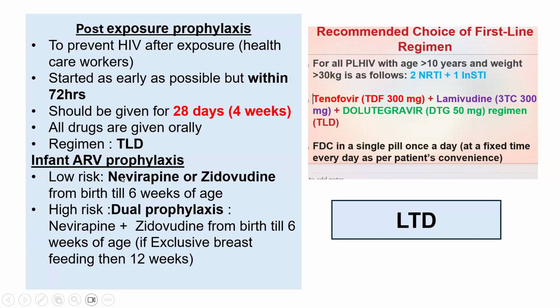And for infant ARV prophylaxis, we can divide infants into low risk and high risk. For low risk infants, any one drug, nevirapine or zidovudine, for 6 weeks. For high risk infants, dual prophylaxis, both nevirapine plus zidovudine, till 6 weeks of age is needed. If exclusive breastfeeding is given to the infant, then it can be extended to 12 weeks. So for post-exposure prophylaxis, you should remember the TLD regimen, 28 days, within 72 hours, and for infant ARV prophylaxis.